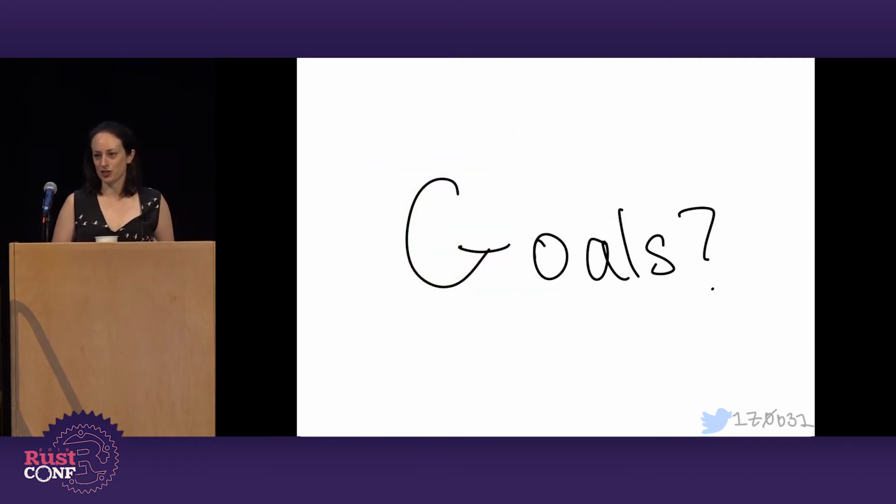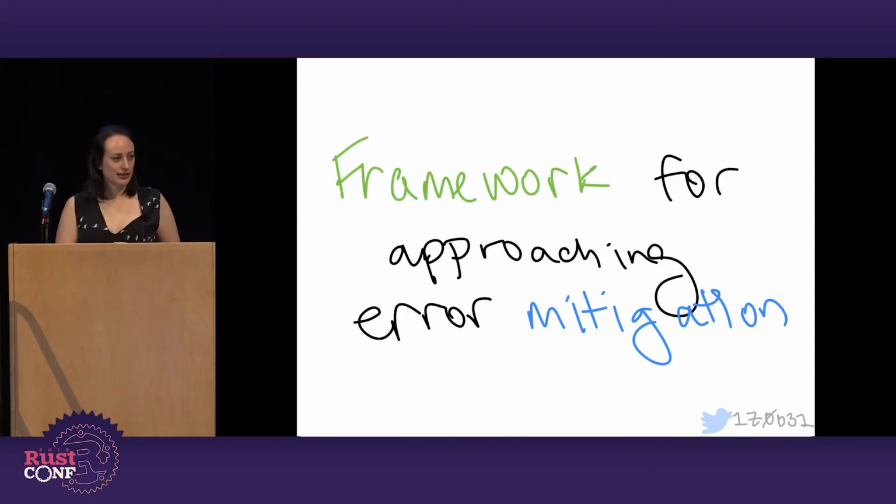So what are the goals of this talk? What do I hope that you can take away from it? Basically, the hope is that you'll be able to use this as a framework for approaching error mitigation. So in other words, how to not necessarily solve individual bugs, but instead how to prevent whole categories of bugs. And ideally, how to actually use Rust and therefore leverage the compiler directly, but also how, when you're not using Rust, to essentially think the same way that the compiler does, and therefore kind of conventionalize some of the things that Rust does for you.